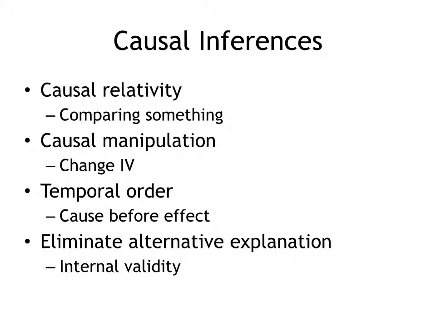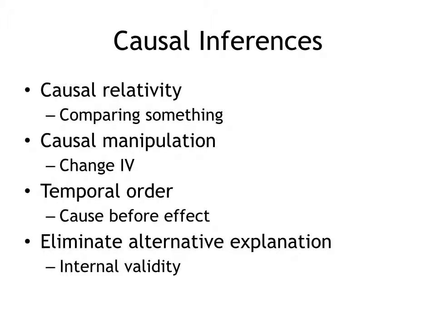In other words, you have to have 2 things. You have to have an independent variable that causes a dependent variable. So you've got to have X and say that it causes Y. So you've got to have these 2 things that go together somehow. That's the relativity part of it.